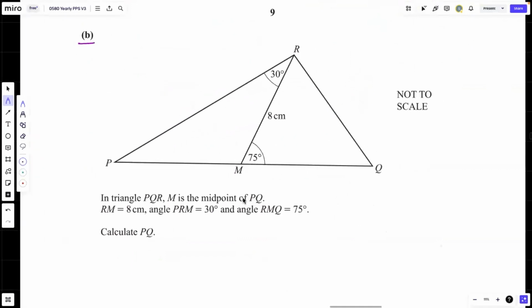Next part B. So in triangle PQR, M is the midpoint. So we're looking at the entire triangle PQR. M is the midpoint. So since this is the midpoint, PM is going to be the same as MQ because M is the midpoint. RM is this, calculate PQ. Now we need PQ. So we need the entire length PQ. This is the length we are looking for.